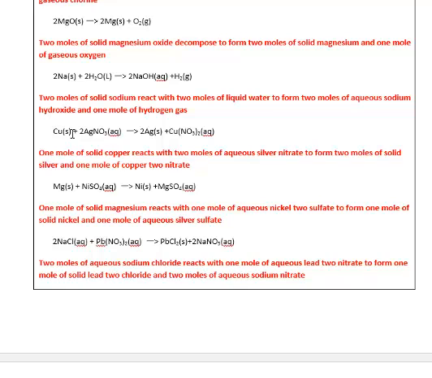1 mole of solid copper reacts with 2 moles of aqueous silver nitrate to form 2 moles of solid silver plus 1 mole of copper 2 nitrate, aqueous. Well, let's go ahead. 1 mole of aqueous copper 2 nitrate. 1 mole of solid magnesium reacts with 1 mole of aqueous nickel 2 sulfate to form 1 mole of solid nickel plus 1 mole of aqueous magnesium sulfate. Okay, this is wrong here, it's magnesium.